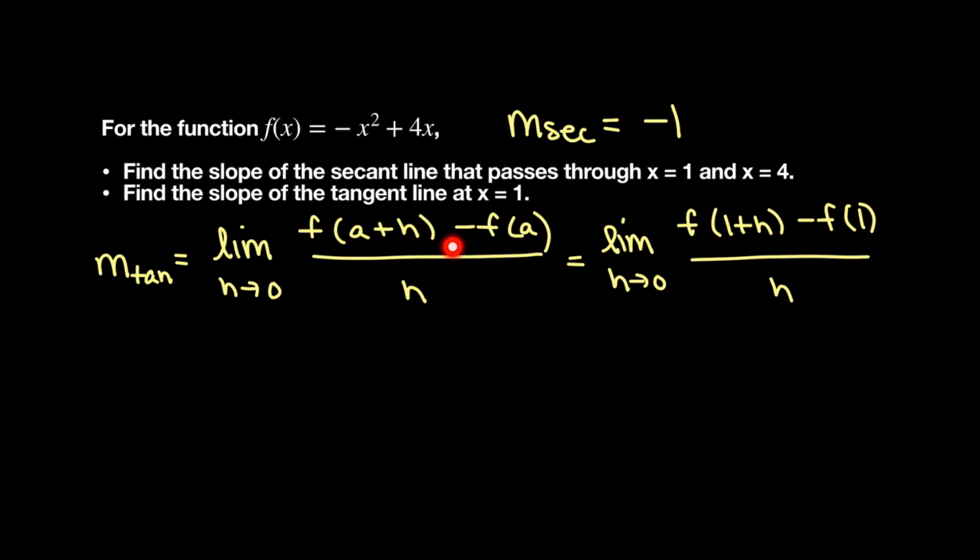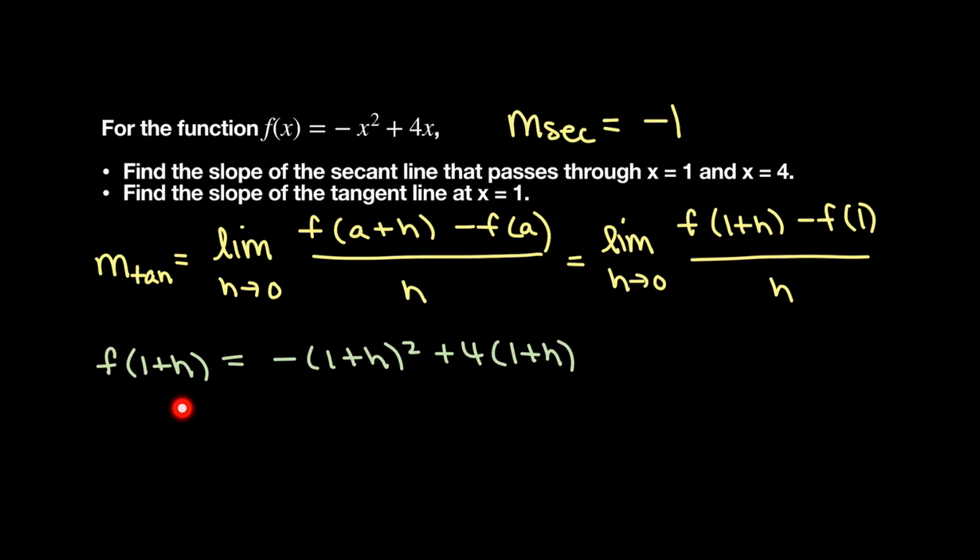In this case, the a, the number we're interested in, is 1. So we're going to take the limit as h goes to 0 of f of 1 plus h minus f of 1 all over h. So I'll start by finding f of 1 plus h by plugging 1 plus h in for both of the x's in my function. So we get negative 1 plus h squared plus 4 times 1 plus h.